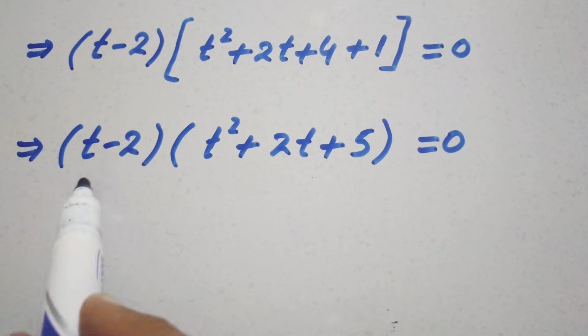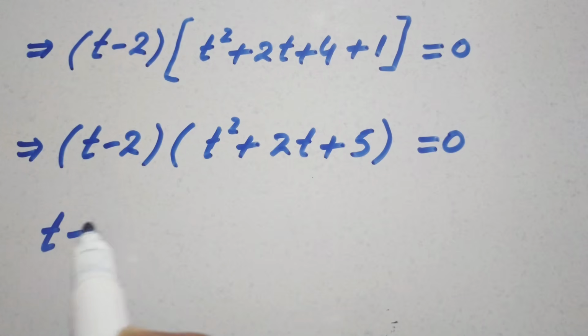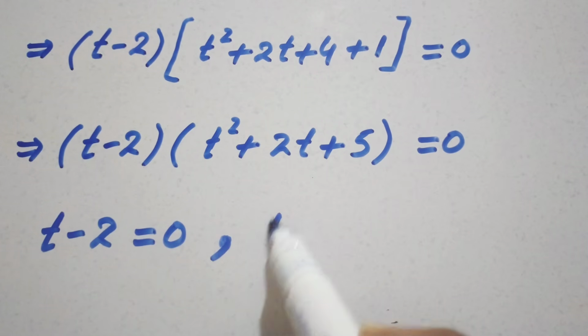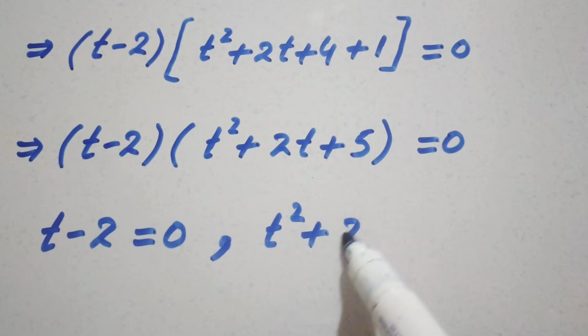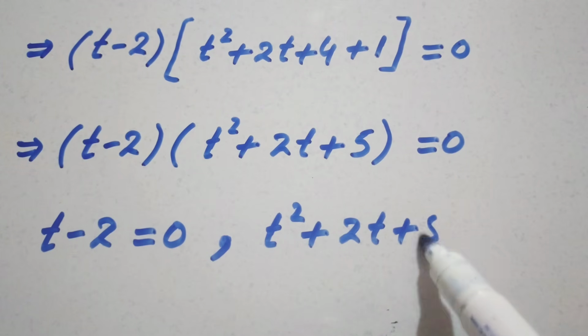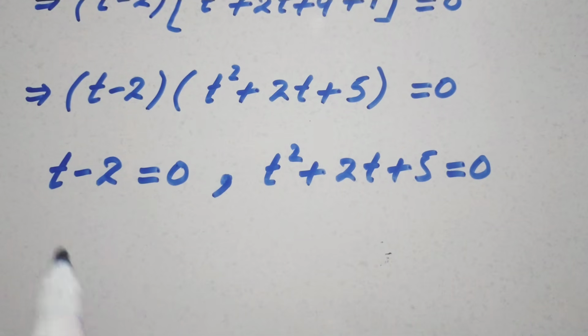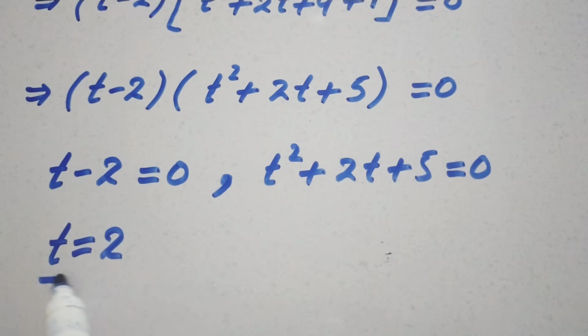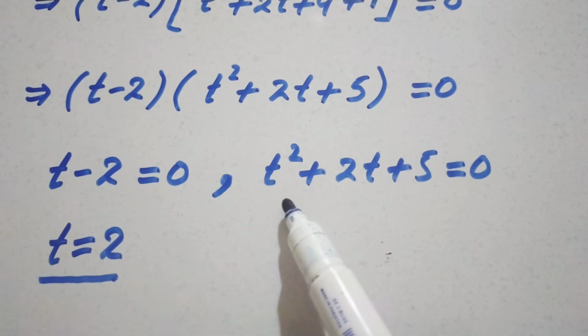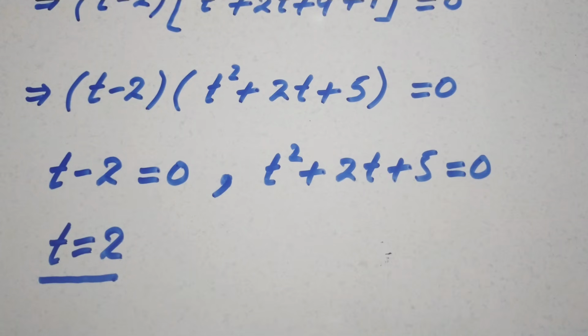Now by using zero product rule, we get t minus 2 is equal to 0, and here t squared plus 2t plus 5 is equal to 0. From t minus 2 is equal to 0, we get t is equal to 2. And this is a quadratic equation, t squared plus 2t plus 5 is equal to 0.